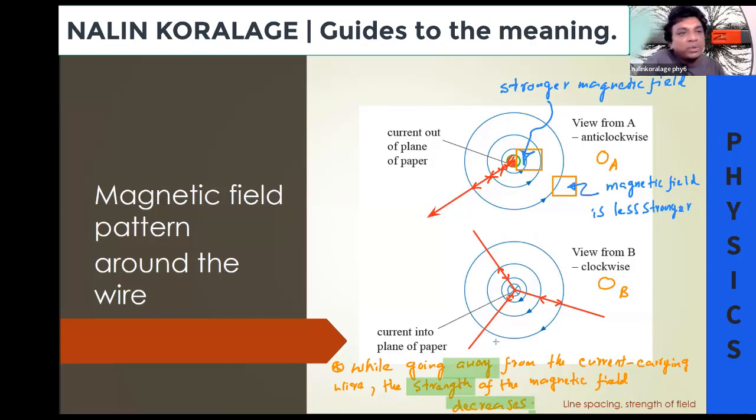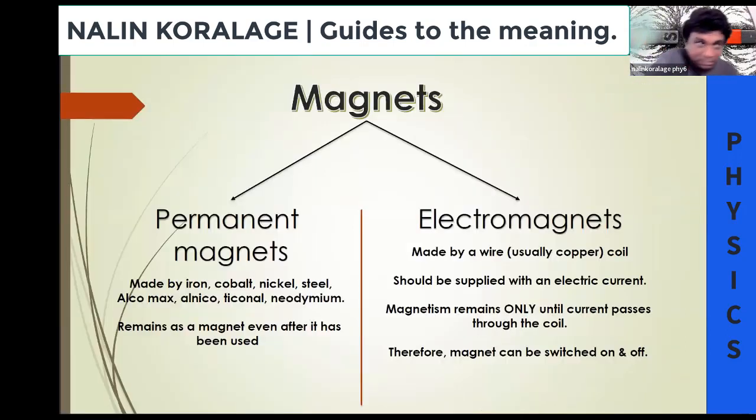Okay, so how are we going to present that? By using the field pattern or the field line diagram. We have to draw the lines in a way that the spacing between them increases while going away from the current carrying wire. Okay, and that's about that. And then we can just recap what we have discussed.